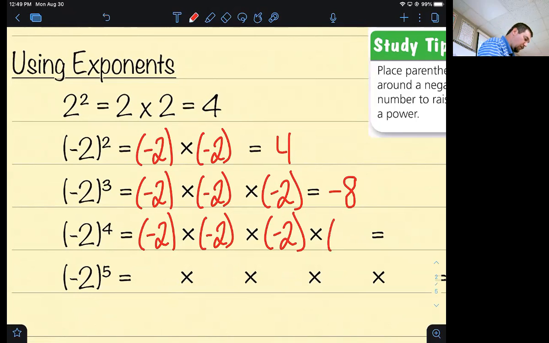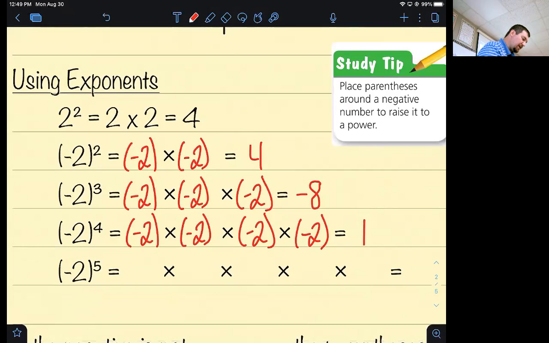Now, negative 2 to the 4th power means I'm going to have another negative 2. So 2 times 2 is 4. 2 times 2 is 4. What's 4 times 4? 16. My answer keeps doubling every time. However, this time I have 4 negatives. Can 4 people pair up? Yeah, 2 groups of 2, right? So this would be a positive answer.